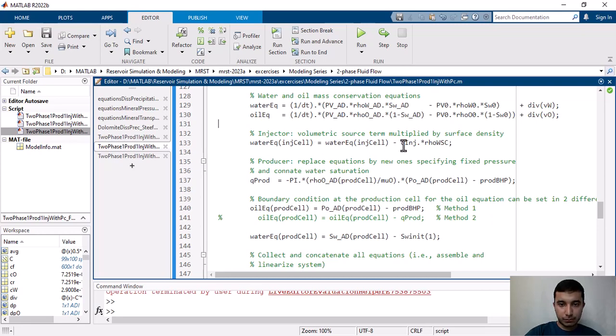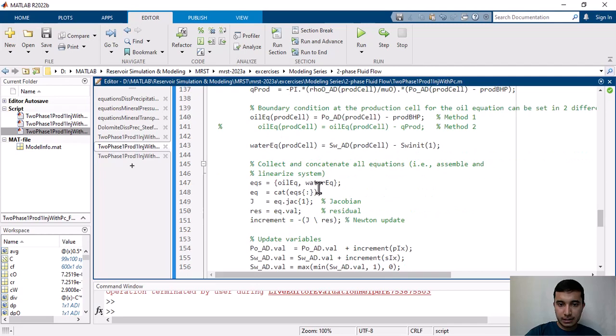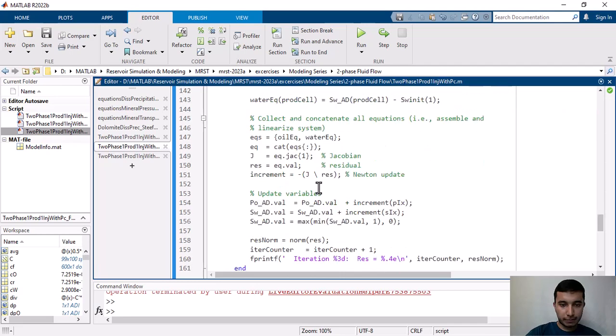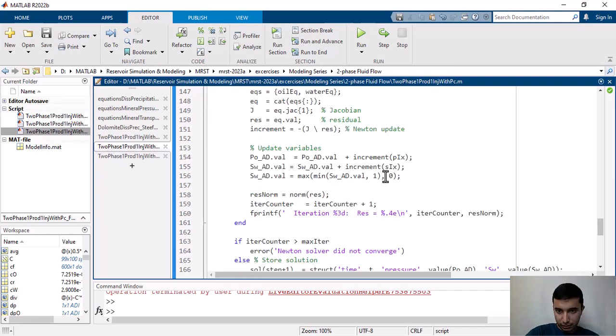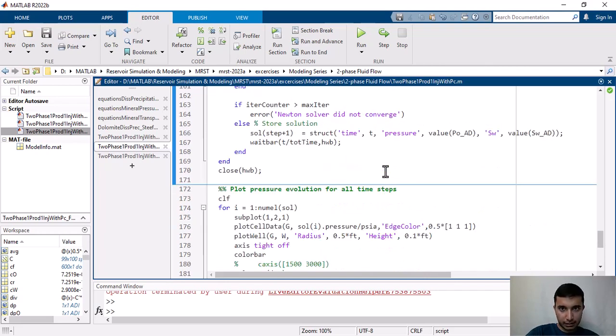And the boundary conditions are almost the same, as you see, and that's it. This is the case for when the capillary pressure is considered, and these parts are the same. I'm not going to talk about them again, and let's run this code.